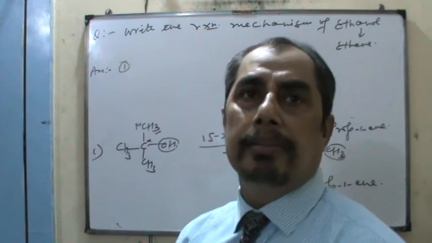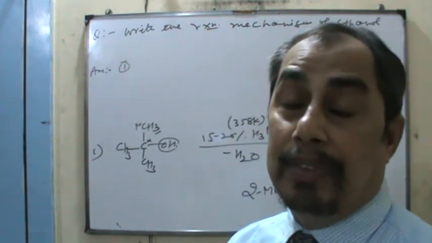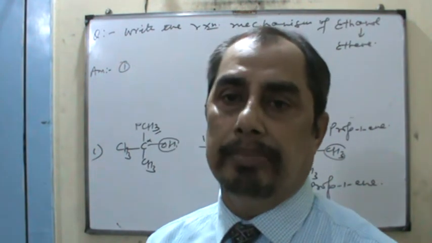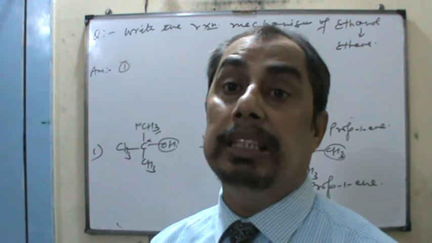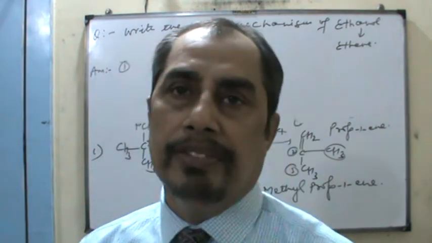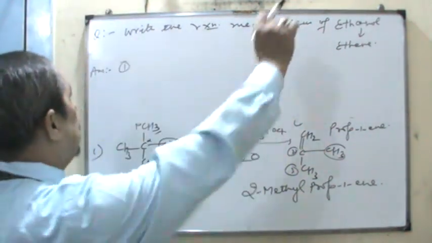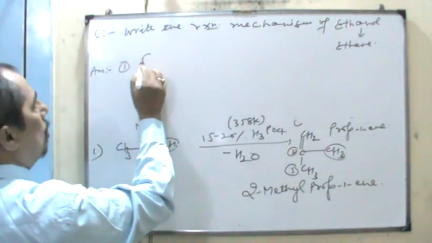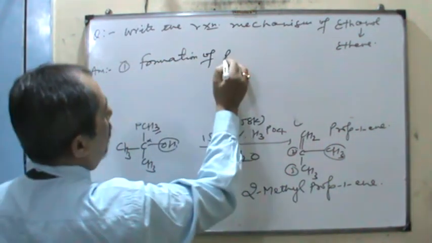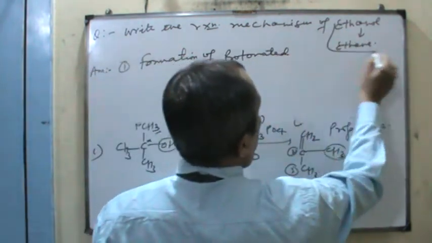Ethanol, whenever in presence of the concentrated sulfuric acid, then the alpha beta elimination, water is lost, alkene is formed. I mean ethene, because you took ethanol, ethene is formed. So the mechanism is believed to be in the 3 steps. First step is formation of protonated alcohol.